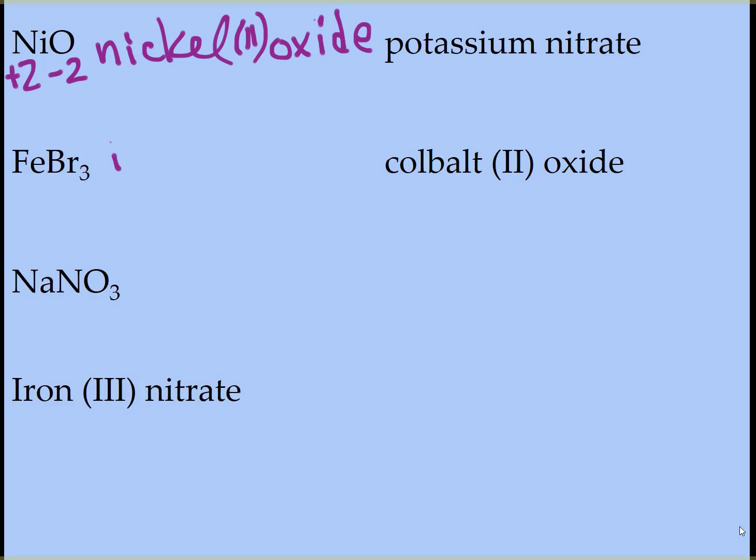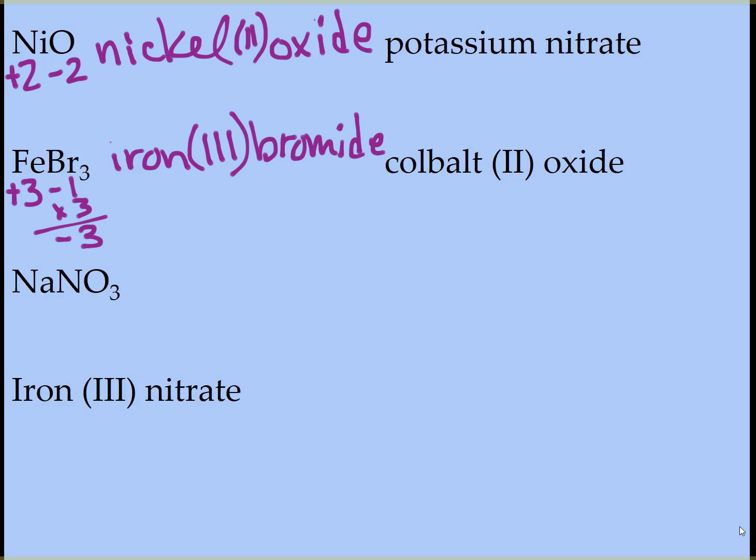Iron, bromide, and bromine is a -1, and I have 3 of them. So each of them is a -1 for a total of -3. That means this iron must be a +3. So I get 1, 2, 3.